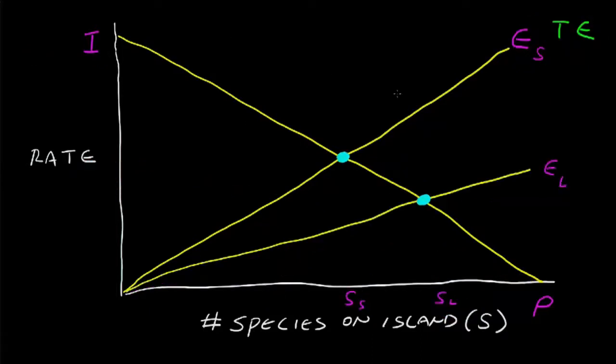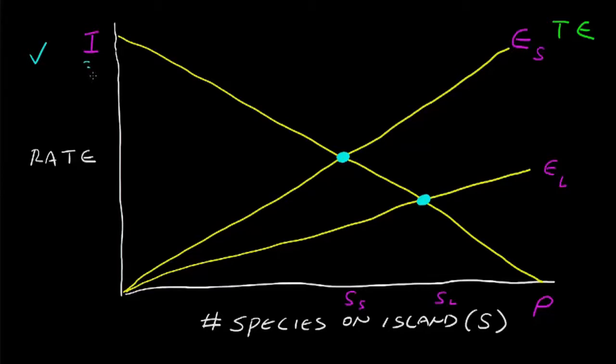So let's now have a look at another impact. Let's look at the effect that area now has on rates of immigration. So before we said that area really only affects extinction. And this is the graph that we left off when we were talking about that. But now we're going to assume that area actually has an influence on immigration as well. And so we'll modify this graph a little bit.